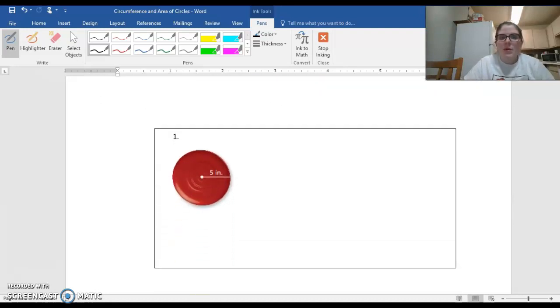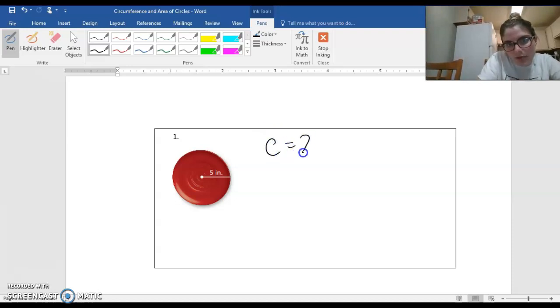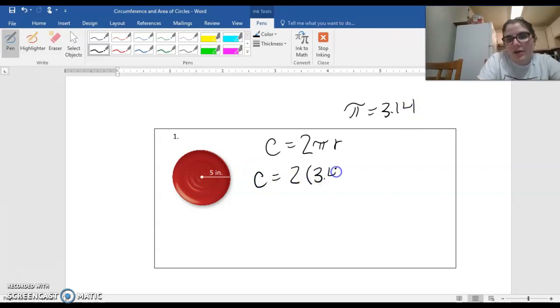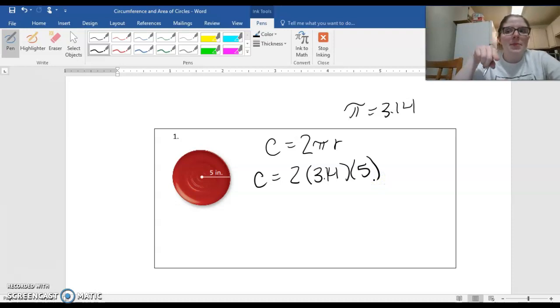For our first problem, they give us just the radius. So we're going to use circumference equals 2 pi r. And for pi, we're going to be using the number 3.14. So here I'm going to have the circumference equals 2 times 3.14 times 5, because that's our radius. If you have a pi button on your calculator, don't use it because then you'll get the wrong answer. They want you to use the 3.14.